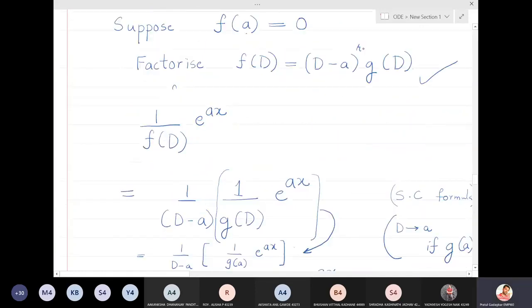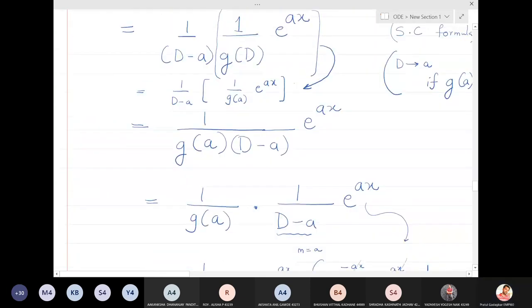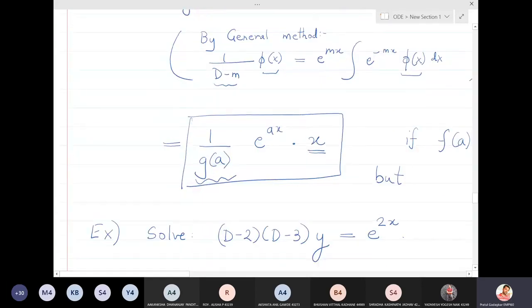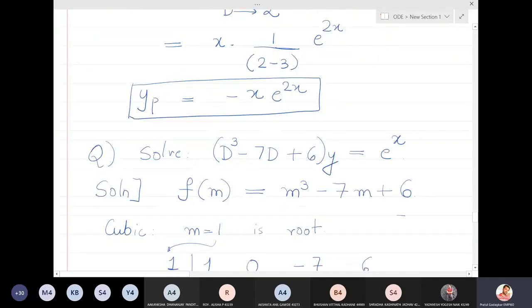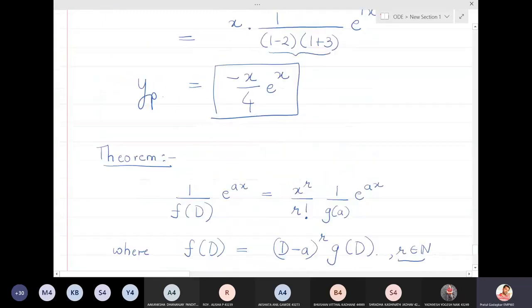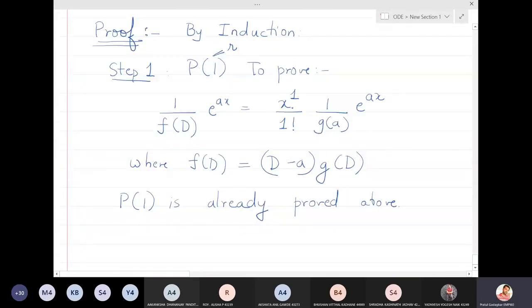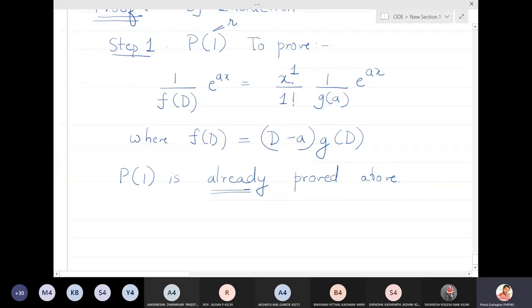Here, what is the value of r? r is equal to 1. So we have already proved it. See, you used this formula, integrated it, cancelled it, and we got x. So for r equal to 1, the formula is already true. If this question is asked in your exams, you have to write the r equal to 1 case that we solved above in your answers. You just cannot say in your examinations that this is already proved.